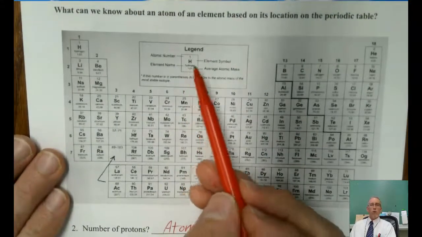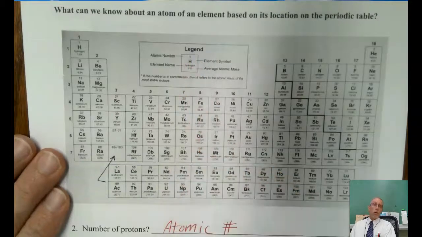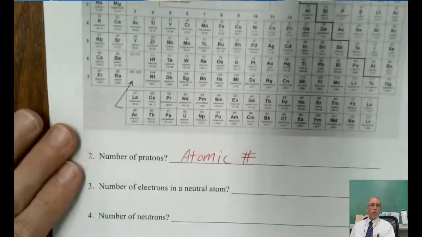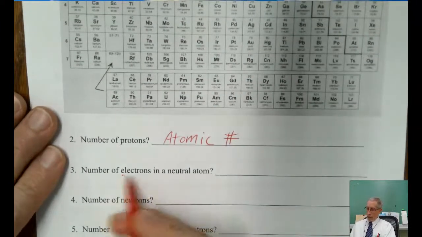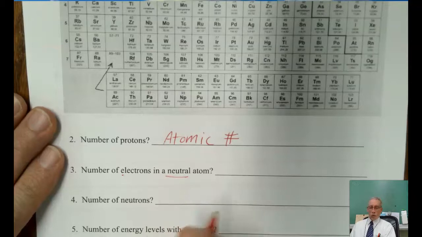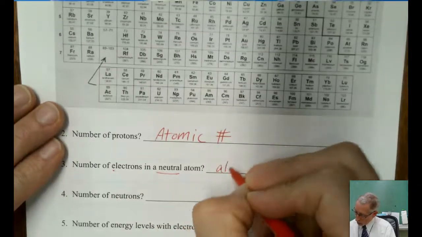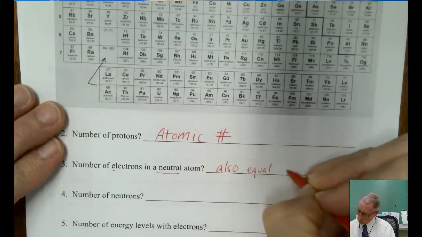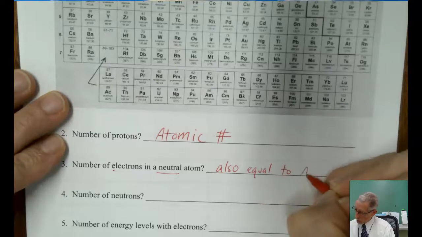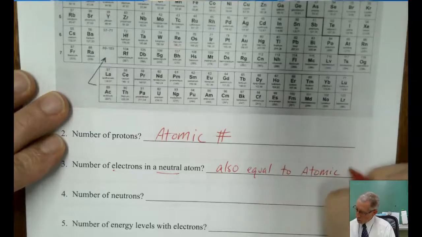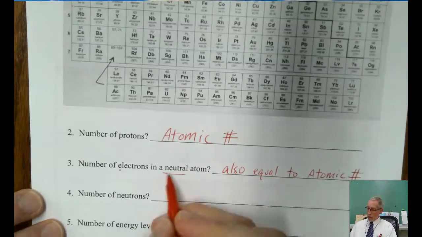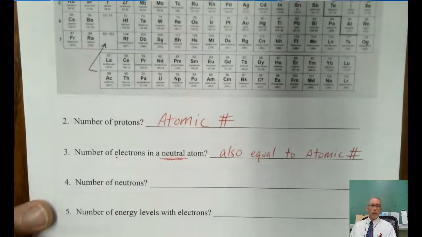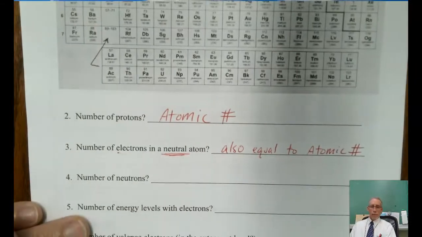Okay, the atomic number on this chart here is the very topmost number. It's a whole number. It's also the number that is in order as we go left to right across the table. How about the number of electrons? If it is a neutral atom, it's also equal to the atomic number. Now the electrons can come and go, so I'm talking in particular about a neutral atom. That's an atom that hasn't lost or gained any of its electrons. Sort of the normal number, if you want to think of that.